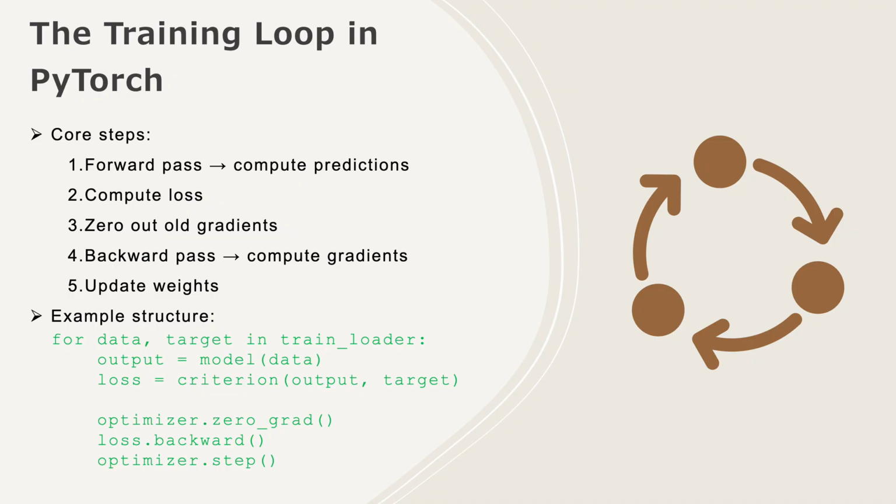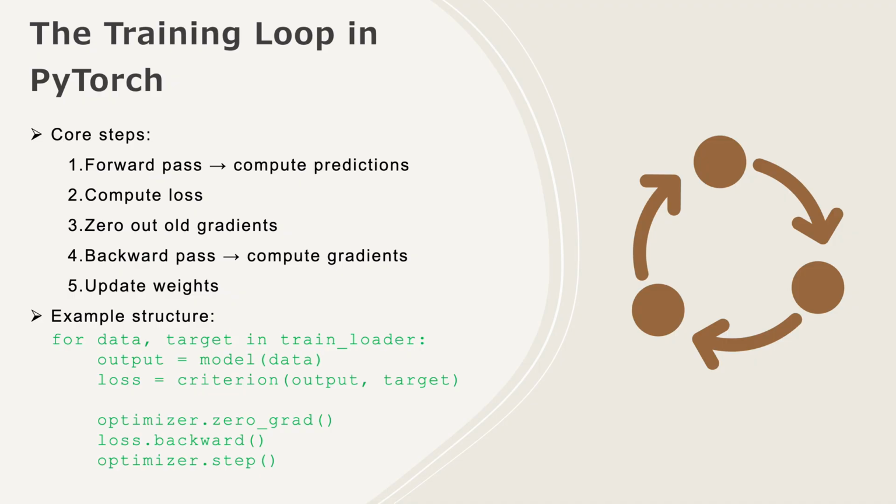Before we compute new gradients, we must zero out any existing gradients using optimizer.zero_grad. This step is important because PyTorch accumulates gradients by default. Then we perform the backward pass by calling loss.backward. This is where PyTorch applies automatic differentiation and computes gradients for every weight in the network. Finally, we call optimizer.step to update the model's weights based on those gradients.